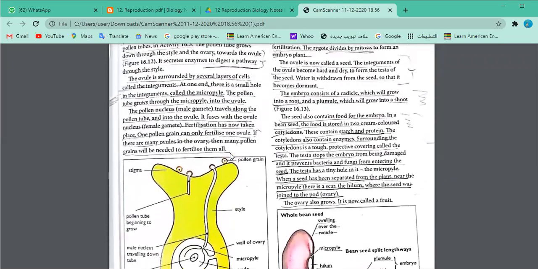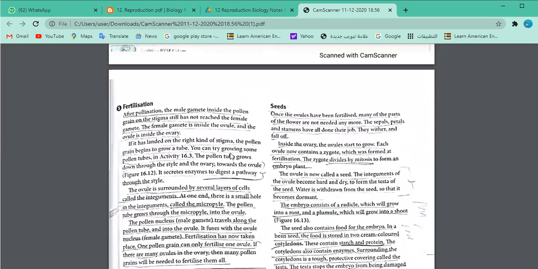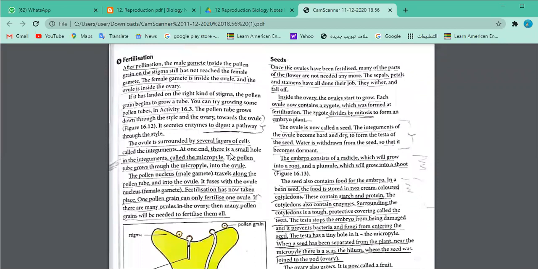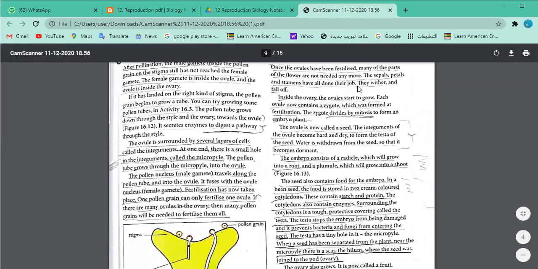Inside the fruit, you have seeds, okay? These seeds are of different sizes, different colors and different shapes, depending on whether they have cotyledons, one or two, mono or di. We'll talk about that. But first thing first, you don't need these flowers, the petals, the stigma and the stamen. They have done their job, okay?